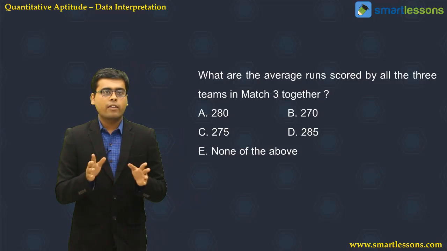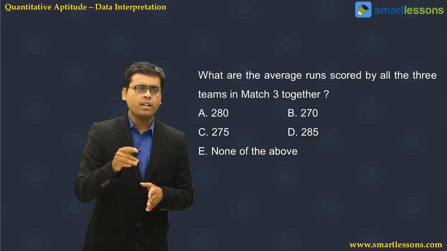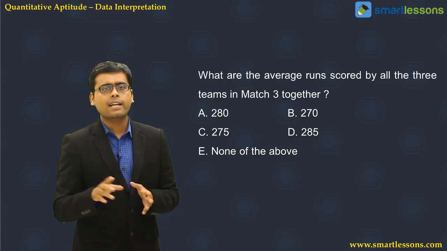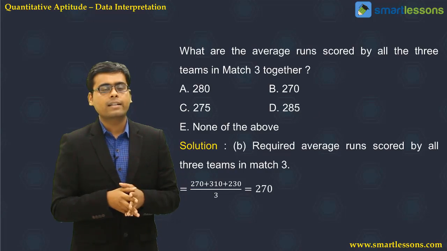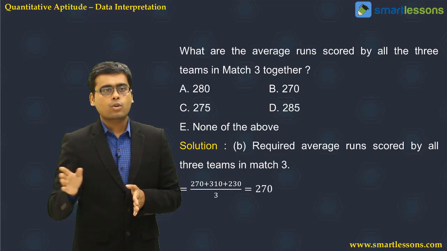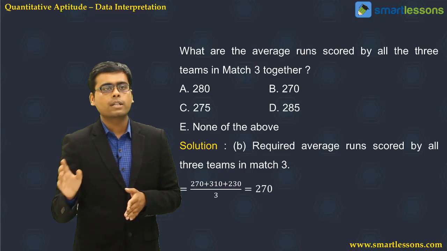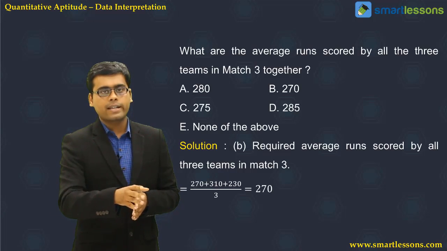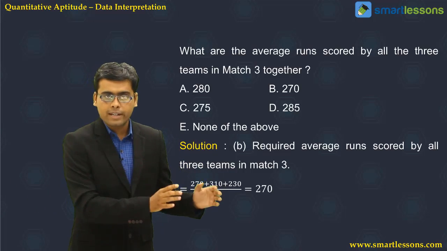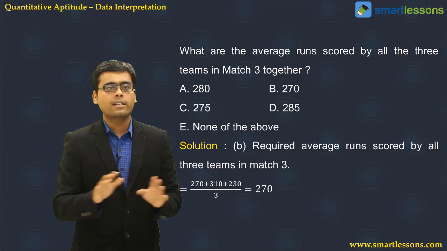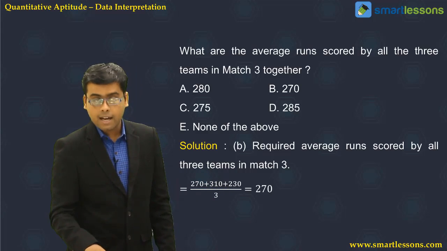What are the average runs scored by all the 3 teams in match 3 together? It's very easy to find. Simple addition. So, runs scored by India in match 3 is 270. Runs scored by Australia is 310. Runs scored by England is 230. So, the total is 270 plus 310 plus 230. So, the average is 270 plus 310 plus 230 divided by 3, and that will give you 270. So, option B is the correct option.